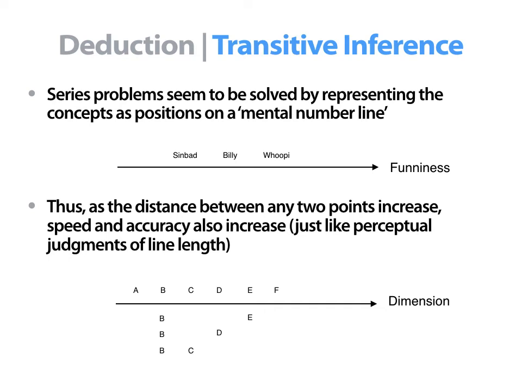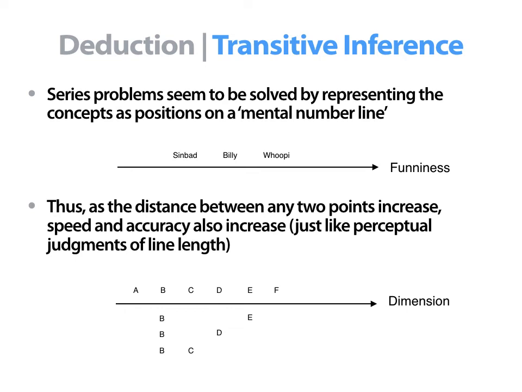So if you have a series like A, B, C, D, E, and F, and you're asked about 2 points that are very far apart, like B versus E, you'll be super fast and accurate. If you're asked about ones that are a little bit closer together, like B versus D, then you're not so fast and accurate. And if you're asked about an adjacent pair, like B versus C, you'll be the least accurate. This is the same thing that you would see on perceptual judgments of line length. In fact, it's also subject to Fechner's law.